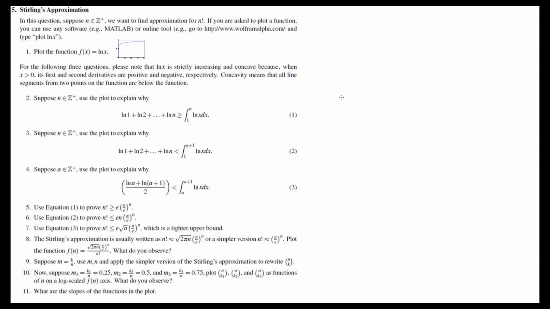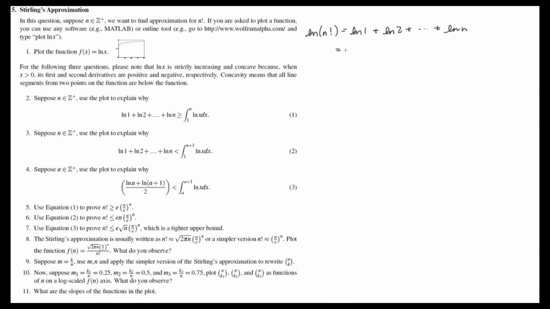In part 7, we're going to use equation 3 to prove that n factorial is less than or equal to e times square root of n times n over e to the n, which is a tighter upper bound than the one shown in 6. So again, we'll start out with natural log of n factorial is natural log 1 plus natural log 2 plus natural log n. So since we need to use equation 3, we know that we need to have some sort of natural log a plus natural log a plus 1 over 2.